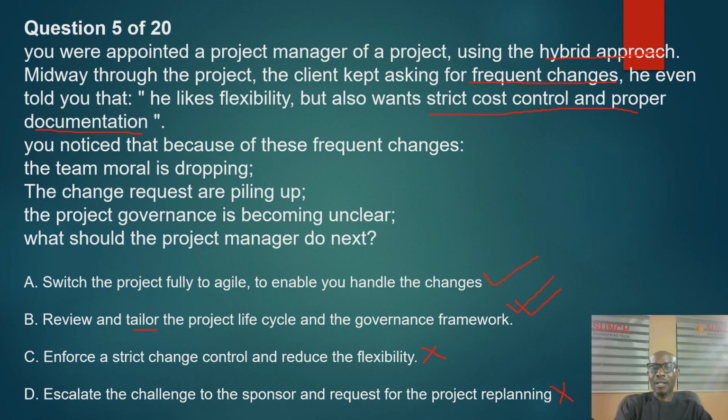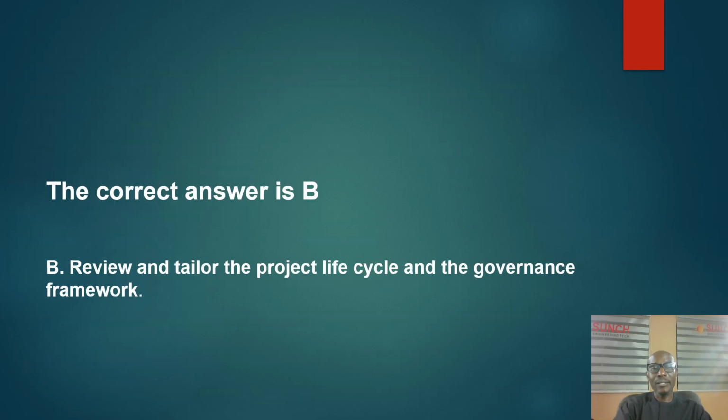Hybrid is a combination of agile and the traditional project cycle. The traditional project allows for documentation. Meanwhile, agile allows you to make change even at the beginning, at the middle of the project, even at the end of the project. You can make change. That is the beauty about agile. So the correct answer, like I said, is B. Review and tailor the project life cycle and the governance framework.